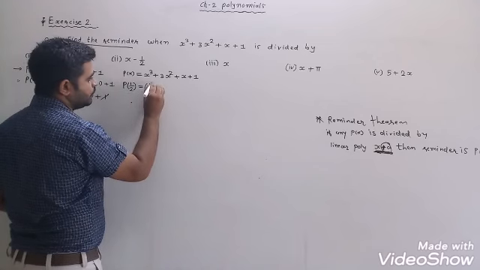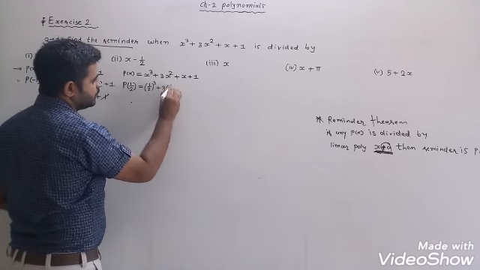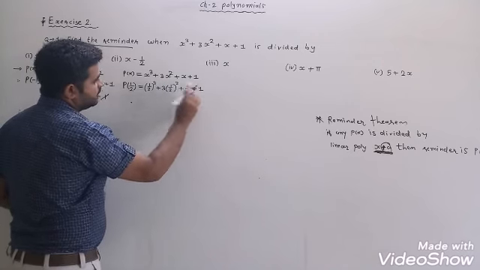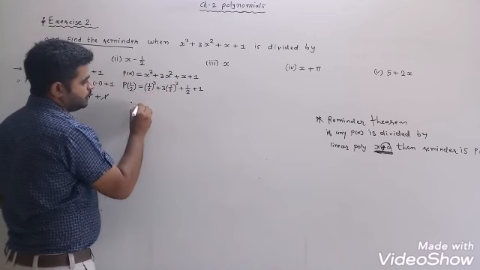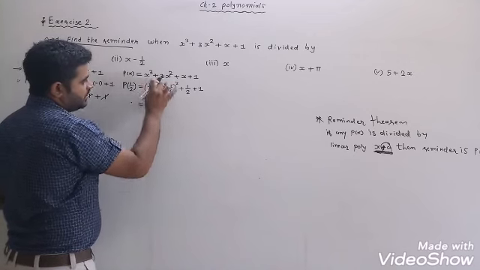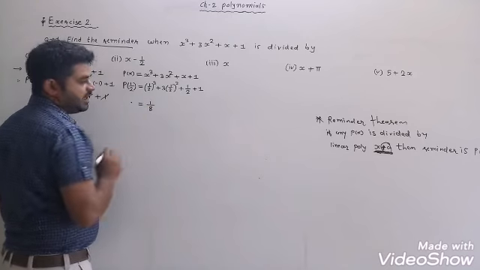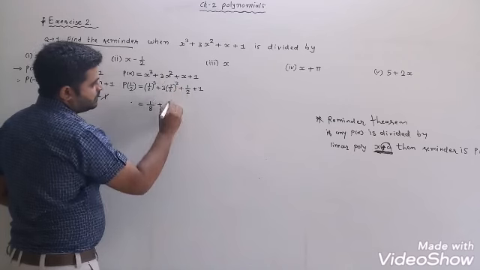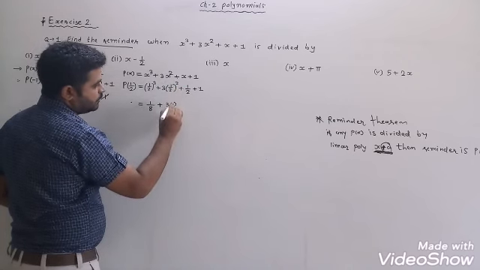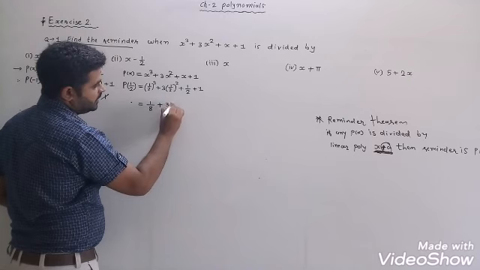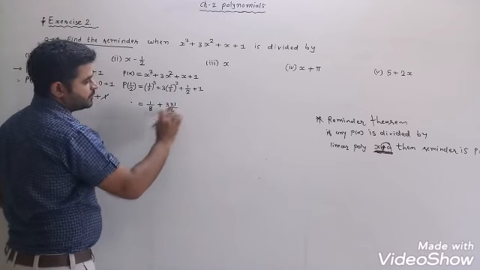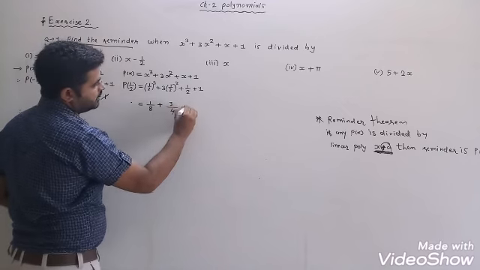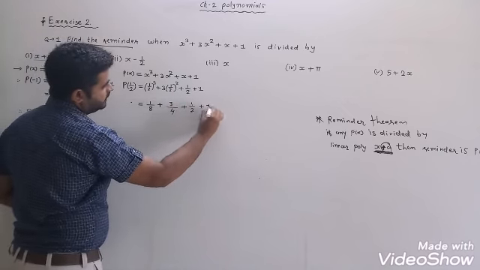So 1 by 2 cube plus 3 into 1 by 2 square plus 1 by 2 and plus 1. I put the value of x as 1 by 2. Now 1 by 2 cube: 1 cube is 1 and 2 cube is 8, plus 3 into 1 square over 2 square, that is 1 over 4. So 3 ones are 3. I write only 3. So 3 by 4 plus 1 by 2 plus 1.